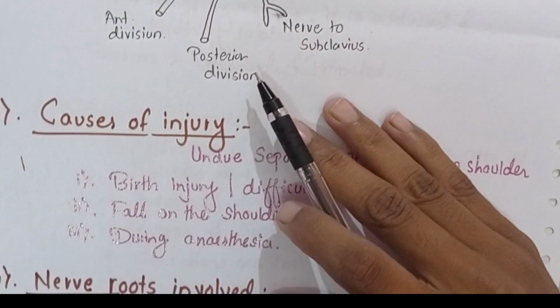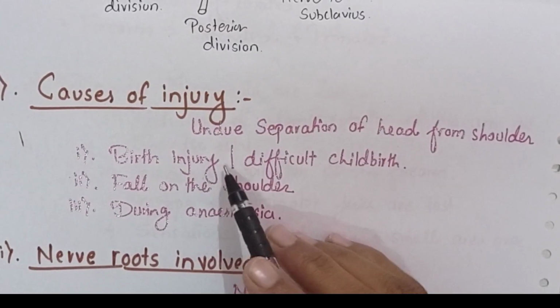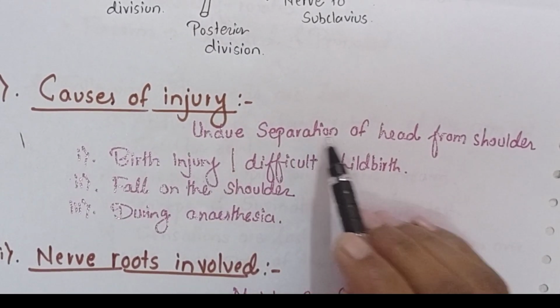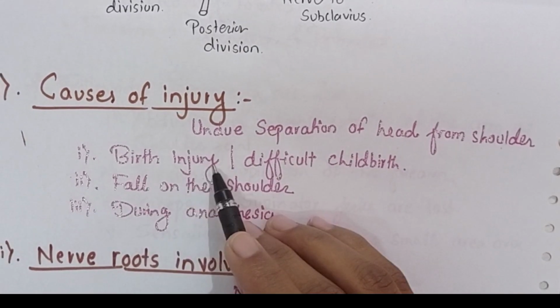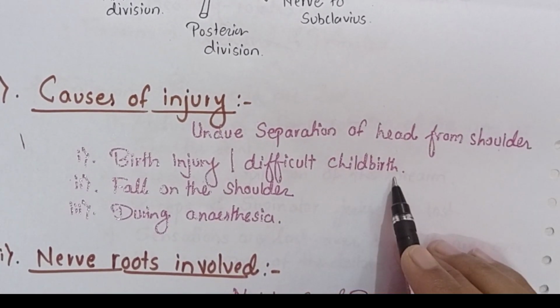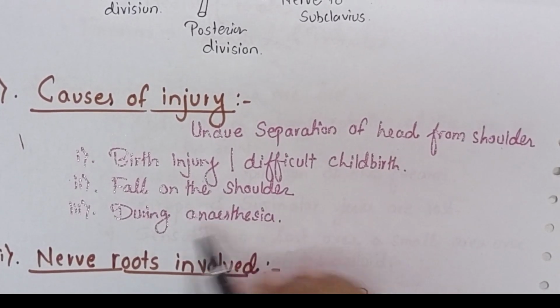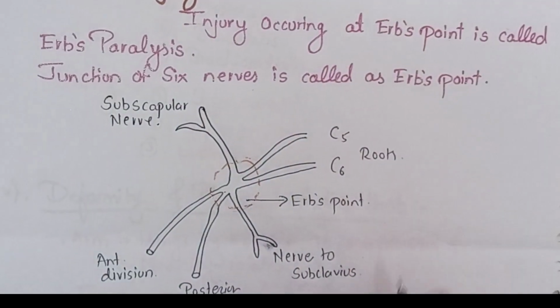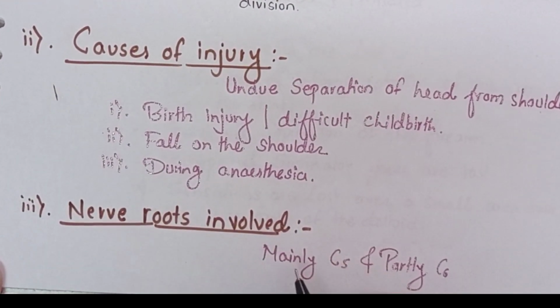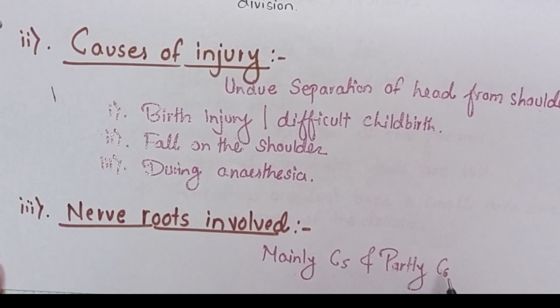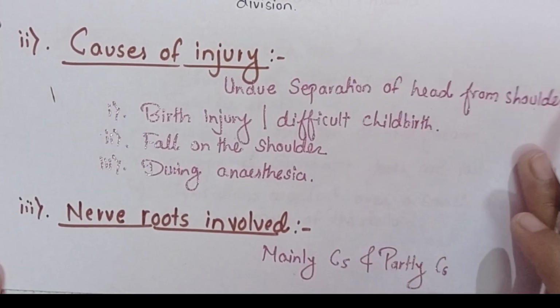Now, what are the causes of the injury? We can see that it is due to the undue separation of the head from the shoulder, which may be due to birth injury or difficult childbirth, fall on the shoulder, or during anesthesia. It may result in Erb's paralysis. Now, the next point, the nerve roots involved: mainly C5 and partly C6.